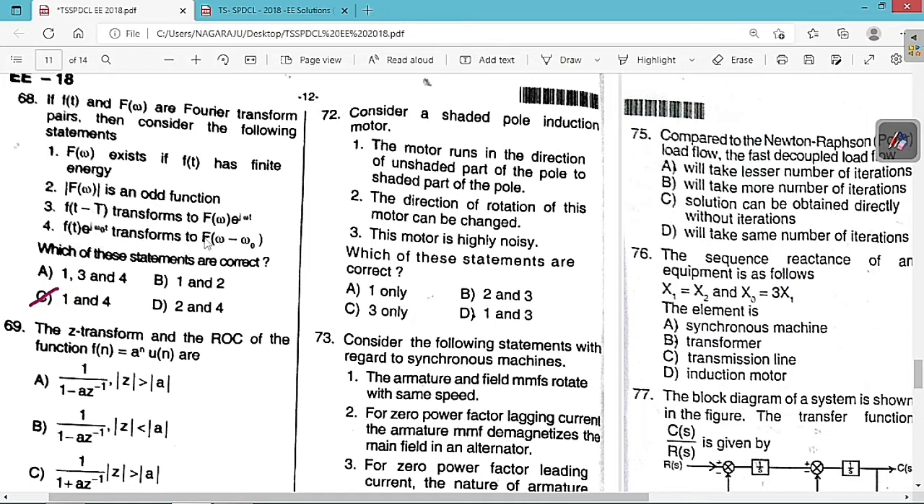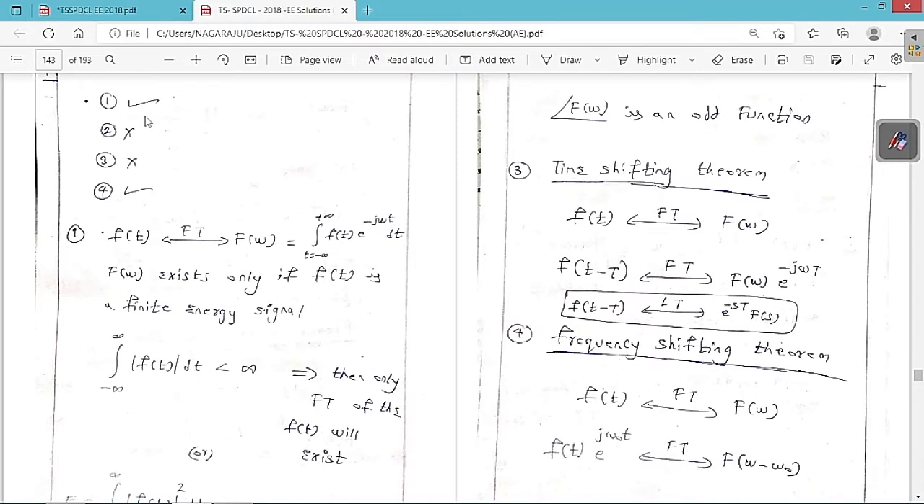The Fourier transform of f(t) into e^(jω0 t) is nothing but F(ω − ω0). So the Fourier transform of f(t) e^(jω0 t) is F(ω − ω0). So statement 4 is also correct. Now we'll discuss something more about this. As I already told you, statement 1 is correct, statement 2 is wrong, statement 3 is also wrong, and statement 4 is correct. Now we'll discuss each one in a very detailed manner.